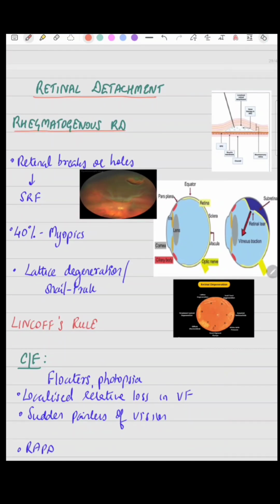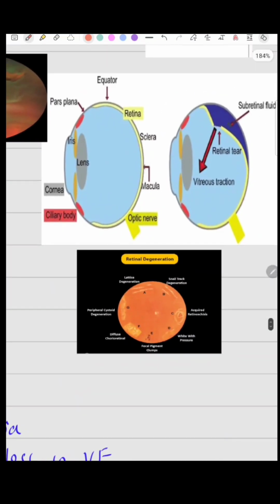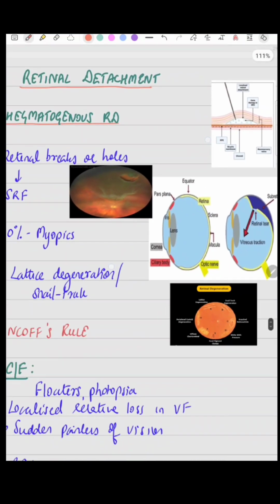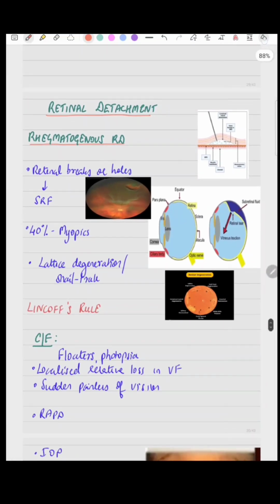Now, it is always due to retinal breaks or holes, through which the subretinal fluid seeps and causes RD. See here, there will be a retinal tear or hole and the fluid seeps through it and causes rhegmatogenous RD. It is more common in males, 40 to 60 years. And 40% of cases are seen in myopics.